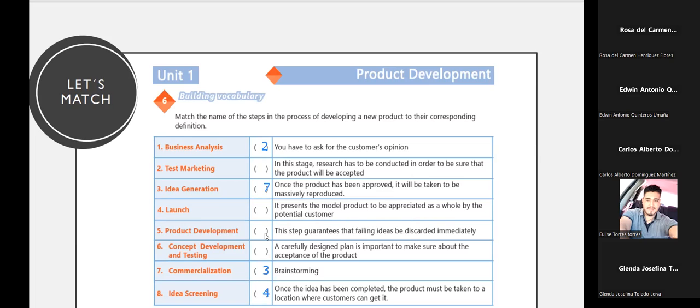What do you think, guys? This is number eight. I think so too. This number eight. Okay. What about the business analysis, guys? It presents a model product to be appreciated as a whole by the potential customer. Okay. Maybe a carefully designed. I think they say a carefully designed plan is important to make sure about the acceptance of the product for business analysis.